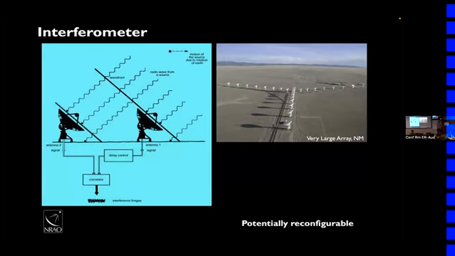And again, the way an interferometer works is that every two antennas comprise what's called a baseline. And so if you have a large number of antennas, you have a large number of baselines, right? You can imagine you've got antenna 1 to 2, 1 to 3, 1 to 4, 1 to 5, 1 to 6, all the way up to 1 to 27, and then 2 to 3, 2 to 4, 2 to 5, right? So there are hundreds of baselines.